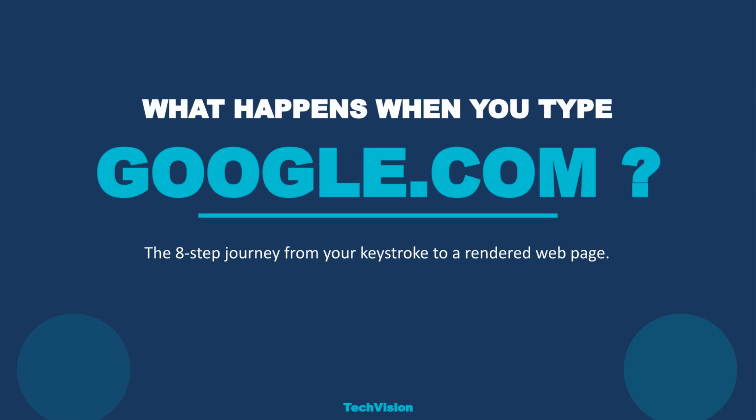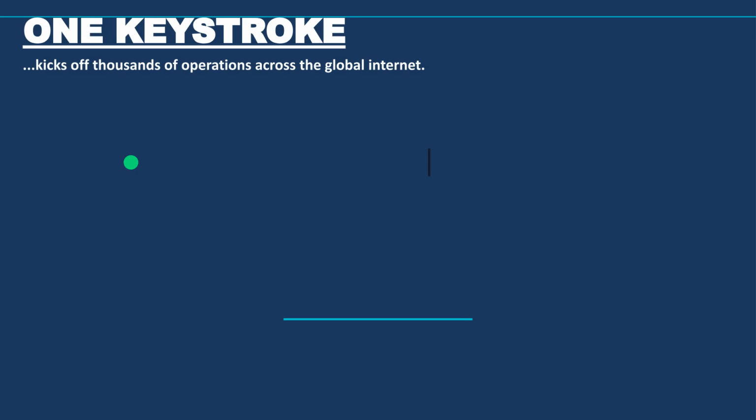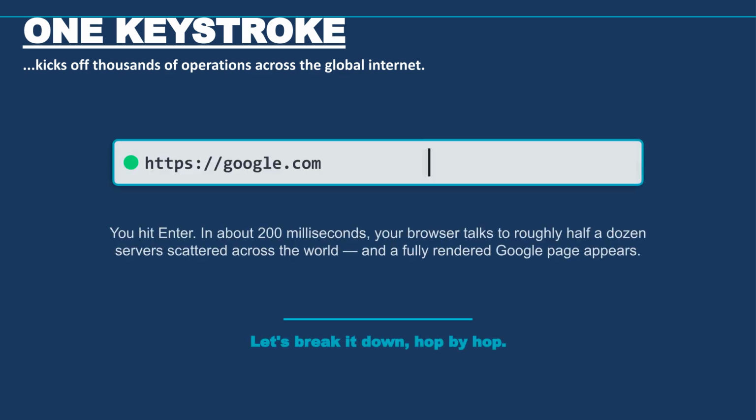Welcome to this video detailing the 8-step journey that occurs when you type google.com into your browser, from a single keystroke to a fully rendered web page. One keystroke kicks off thousands of operations across the global internet. In about 200 milliseconds, your browser interacts with servers across the world, and the Google page appears. Let's break down this process hop by hop.